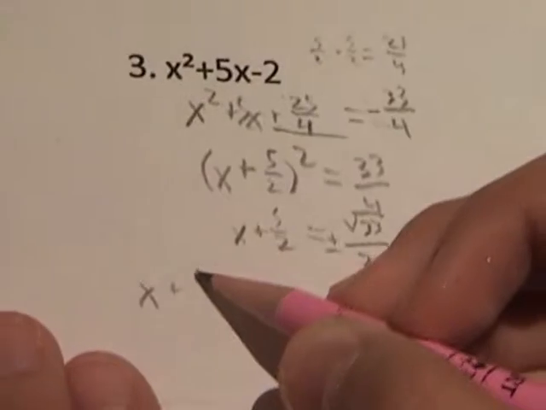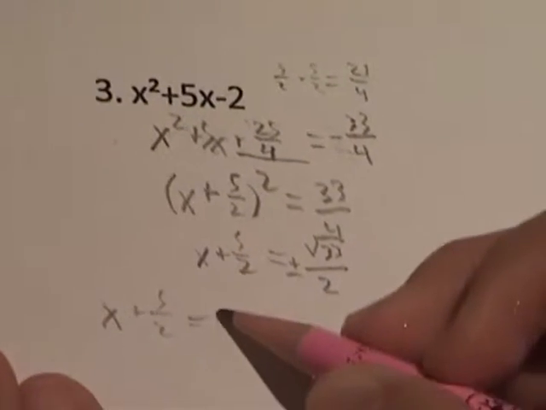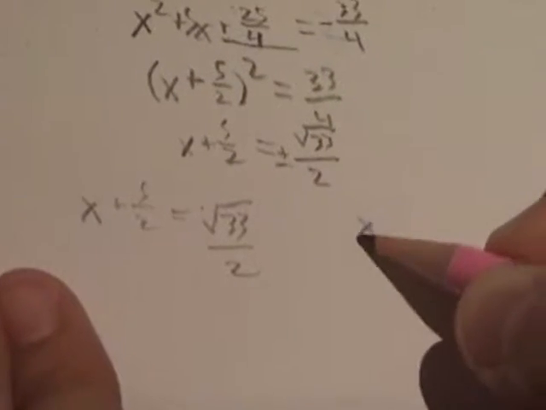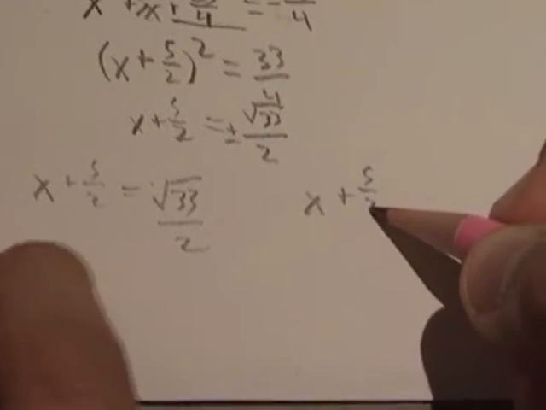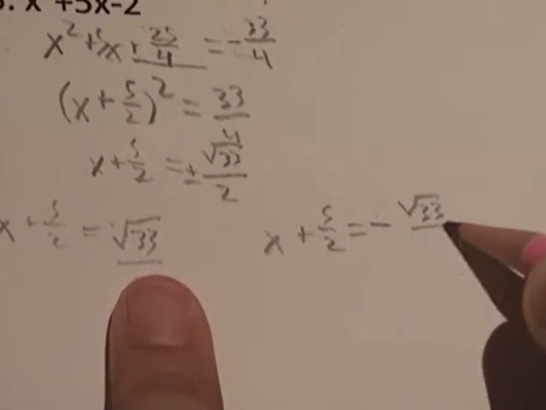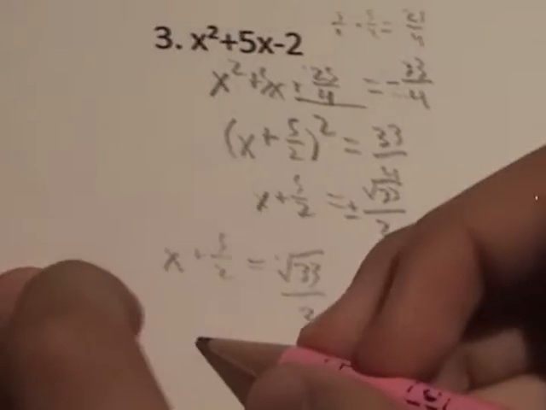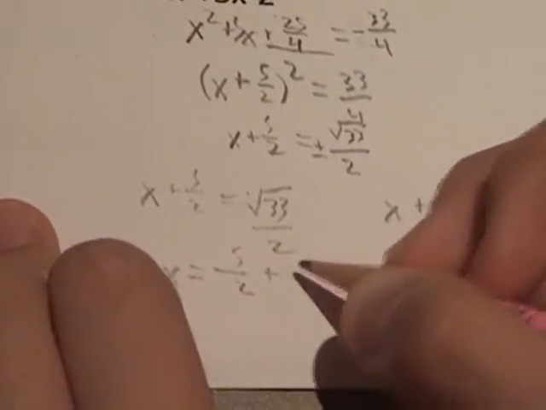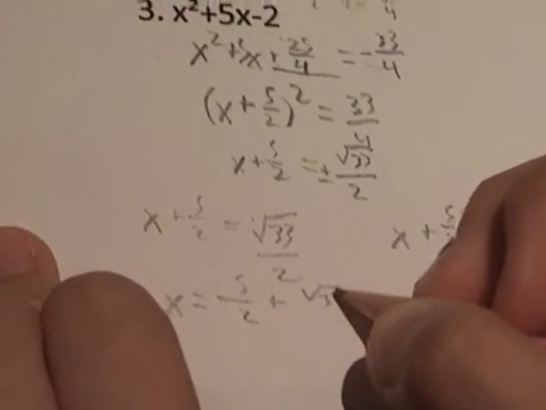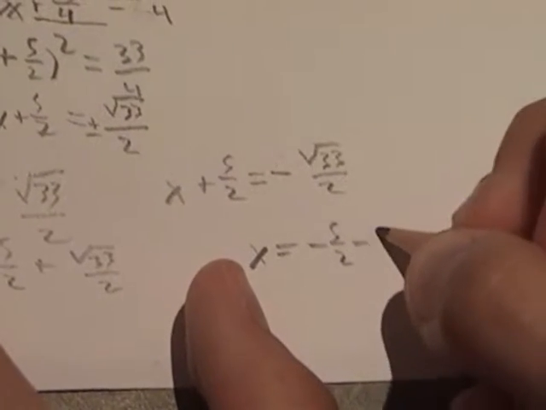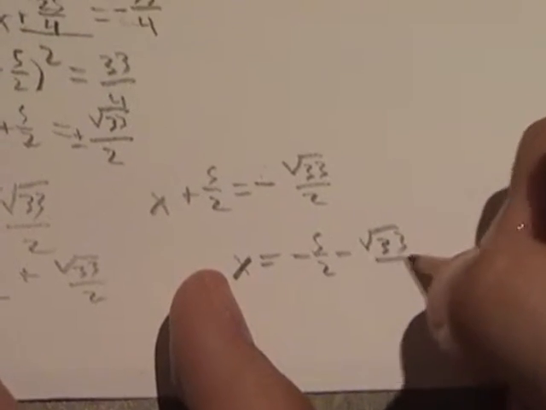So x plus 5 halves equals square root of 33 over 2, or x plus 5 halves equals negative square root of 33 over 2. So then x equals -5 halves plus the square root of 33 over 2, or x equals -5 halves minus the square root of 33 over 2.